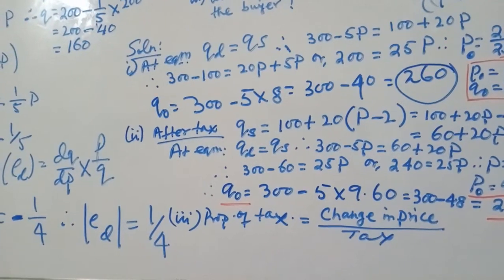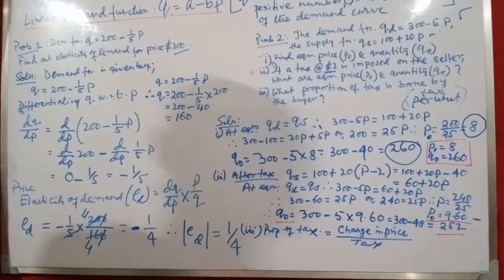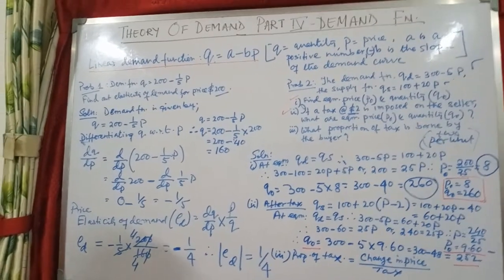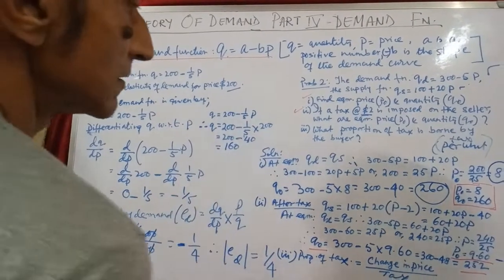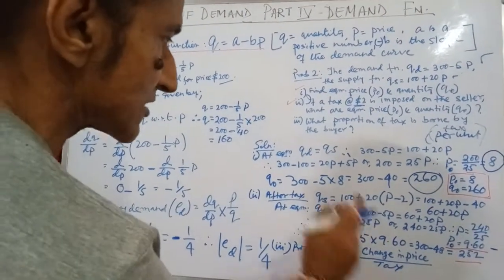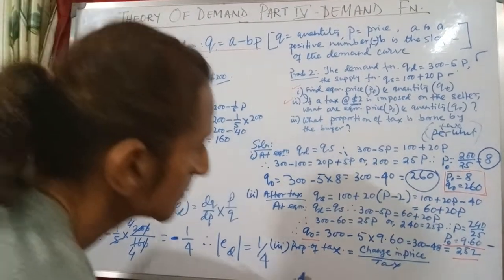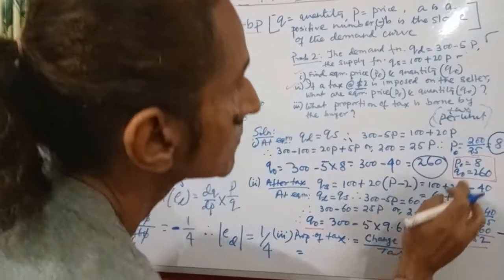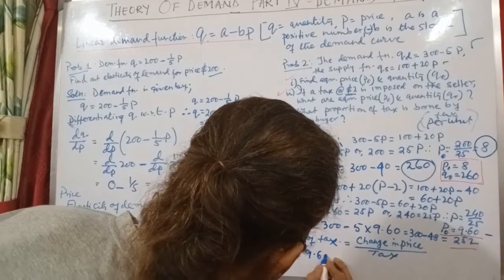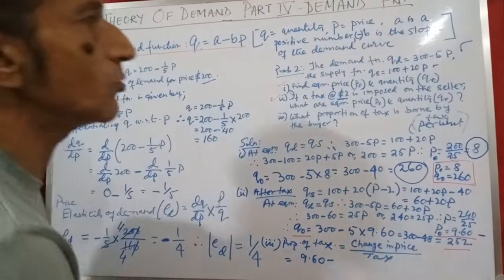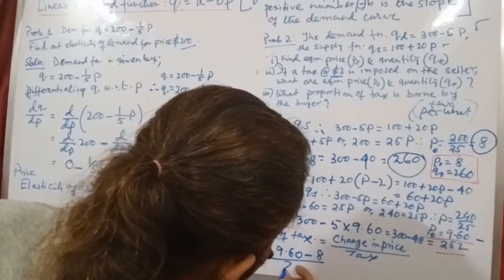The proportion of tax to be borne by the buyer is equal to change in price, that is the price the buyer is paying, divided by the tax imposed by the government. So how much is the change in price? What is the new price? 9.60. So 9.60 minus, what was the old price? 8, minus 8 divided by 2.